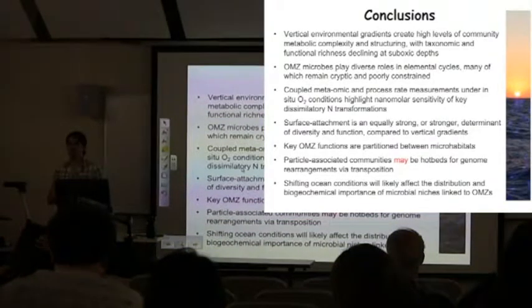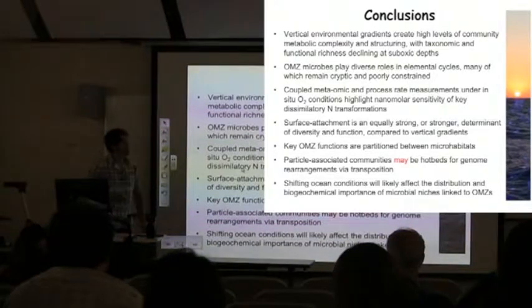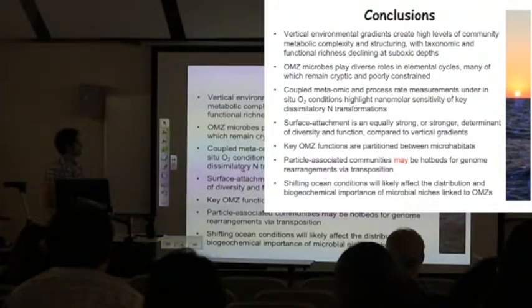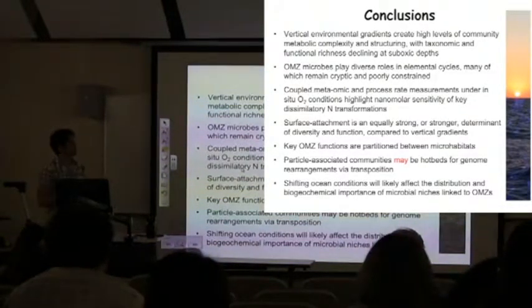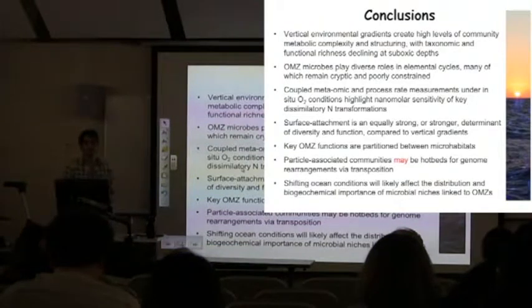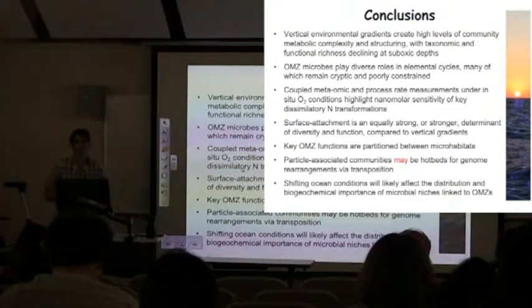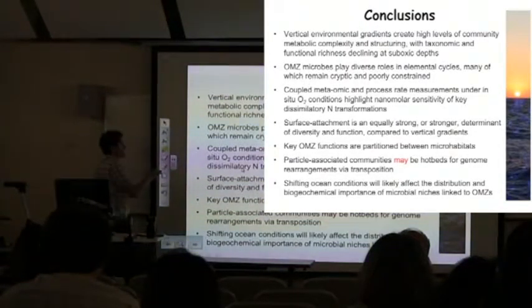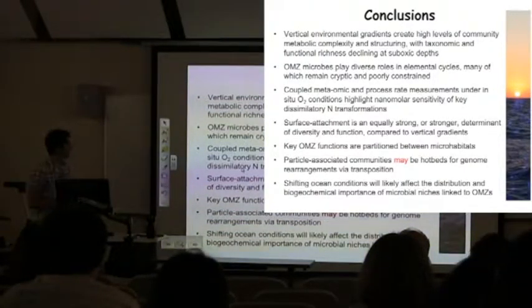So some broad conclusions from this. Vertical environmental gradients create high levels of community metabolic complexity, structuring taxonomic and functional regions, declining at suboxic depths. Remember, if you remove oxygen from the system, the community gets less complex. OMZ microbes play diverse roles in elemental cycles. I highlighted a few of those that we care about. There are a lot of others that remain cryptic, so we're working on some of those in our lab.